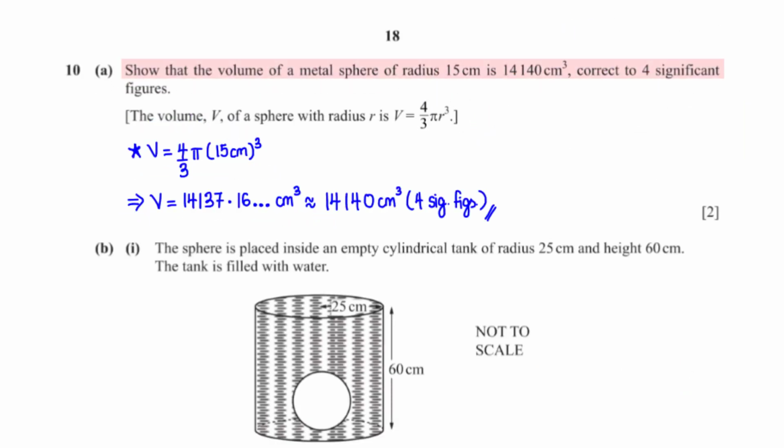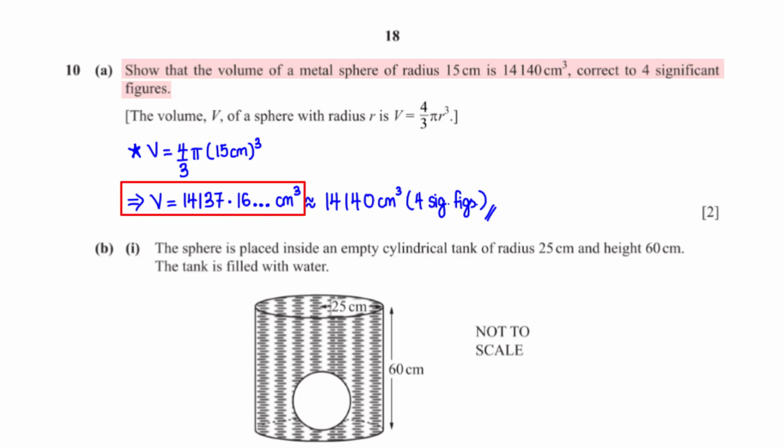Show that the volume of a metal sphere of radius 15 centimeters is 14,140 centimeters cubed, correct to 4 significant figures. We've been given the formula for the volume of a sphere as V equals 4/3 pi r cubed. In this case, we have the radius r of the sphere as 15 centimeters. So when we put this into the formula, this is what we have. When we type this into the calculator, this is what we get.